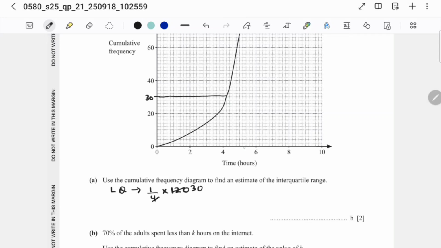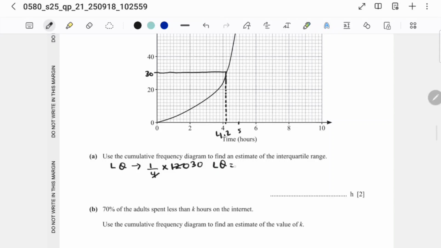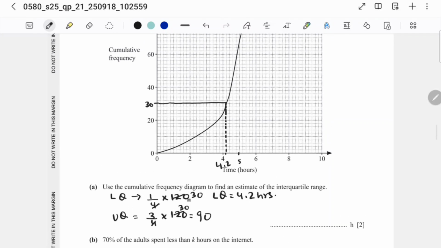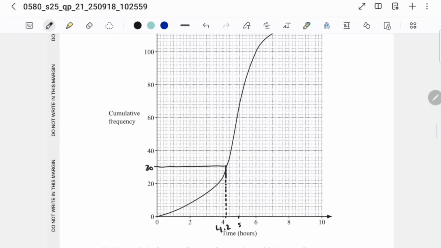That is equal to 4.2, because 5 boxes is 5, so one box is 2 minutes. So that is coming 4.2 is the lower quartile. Lower quartile is 4.2 hours. Sorry, hours it is. Upper quartile is 3/4 of 120, so that is equal to 90. We'll have to check where it is intersecting at cumulative frequency 90.